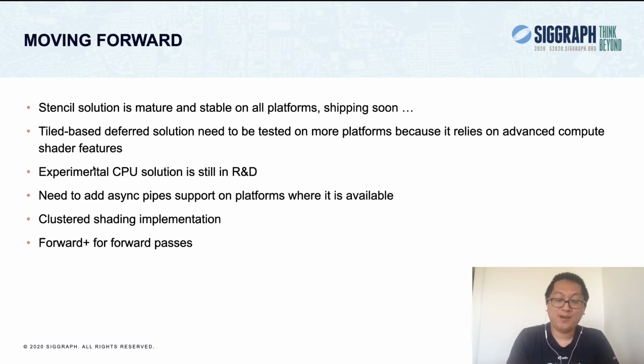Our experimental CPU solution is still completely in R&D phase because it still needs to be optimized. We need to implement async pipe support for the platforms where it's available, and then we can further improve it by implementing clustered shading, and then we need to implement Forward Plus for our forward passes, so the forward-only passes and transparent pass.